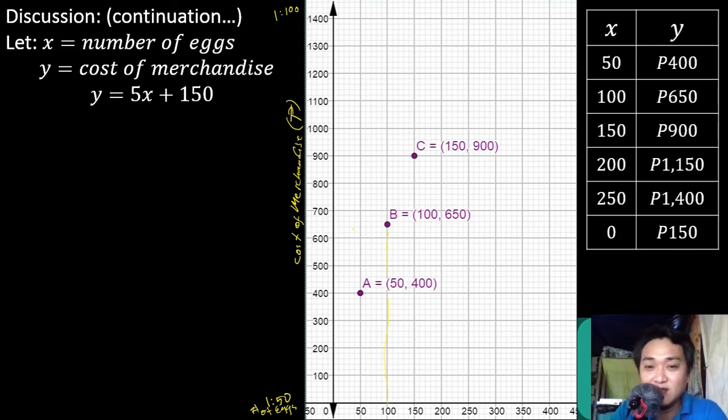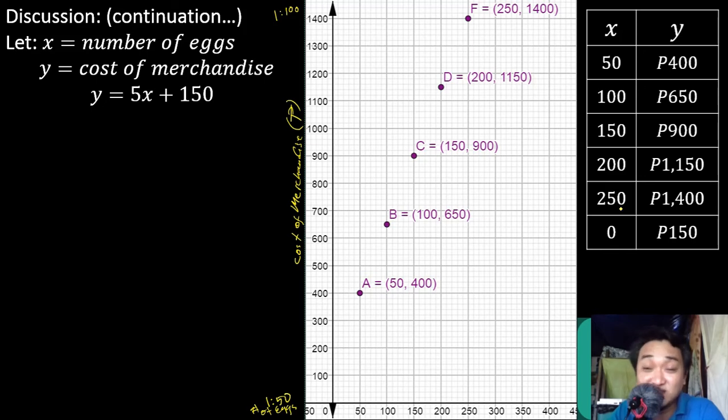Para dun sa mga hindi pa bihasa paano mag-plot ng point, please balikan nyo po yung previous videos natin about how to locate or plot points on a Cartesian coordinate system. Now let us proceed. If you delivered 200 eggs, you have 1,150, the cost of merchandise, pesos. And if you have 250, you have a cost of merchandise which is 1,400.